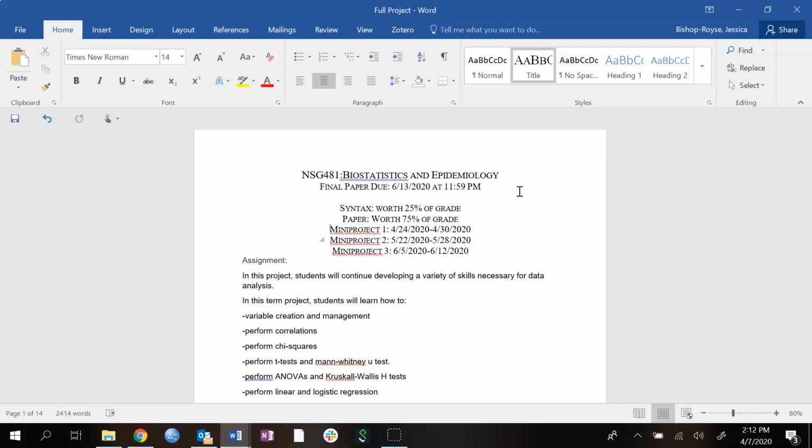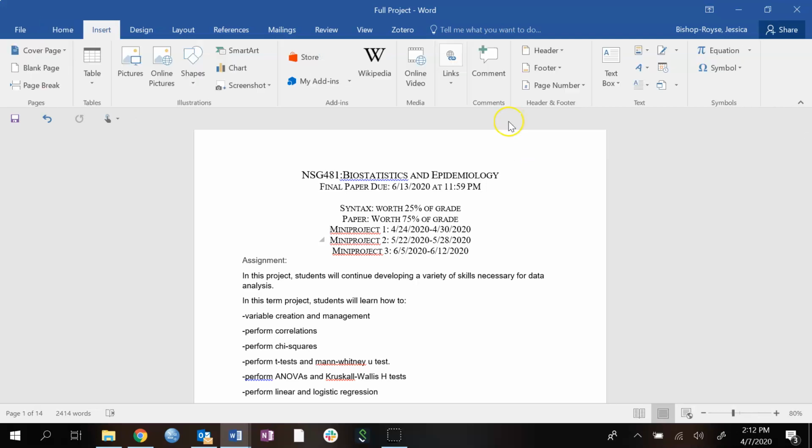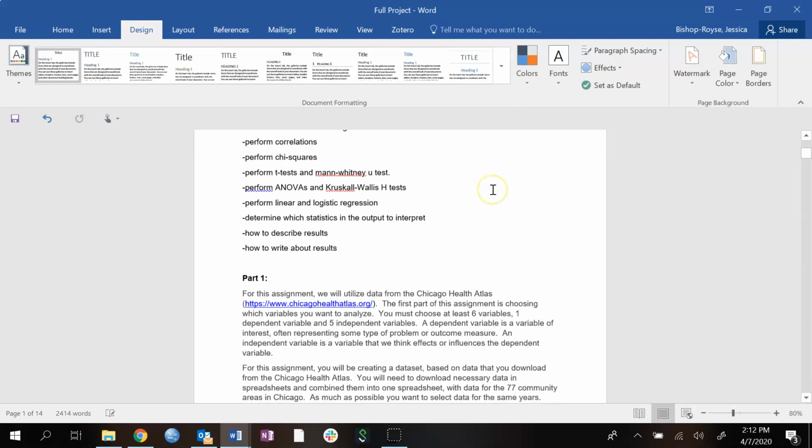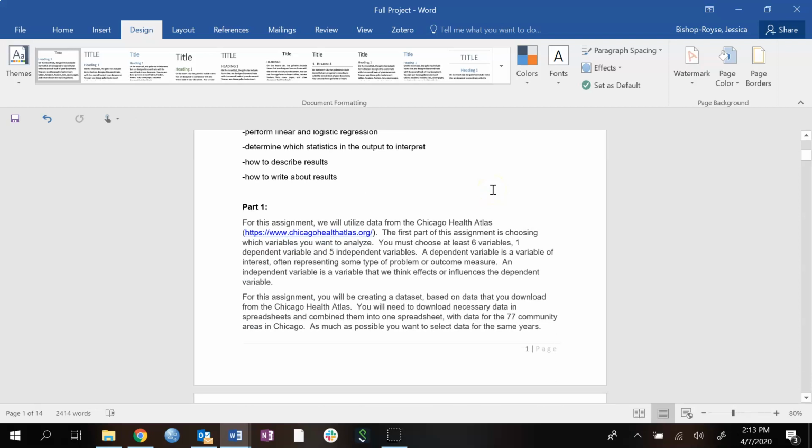Now, before we could even start mini project 1, we need to think a little bit about what type of project we want to do, and the data that are available for doing that. We're going to be using the publicly available data from the Chicago Health Atlas. This project requires you to ask a research question, and use 6 variables from the Chicago Health Atlas to answer that question. Of these 6 variables, one of them must be a dependent variable.